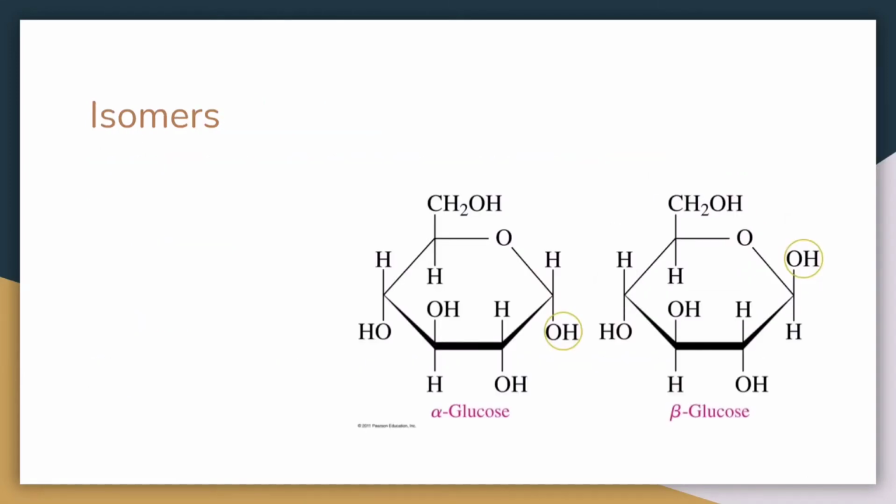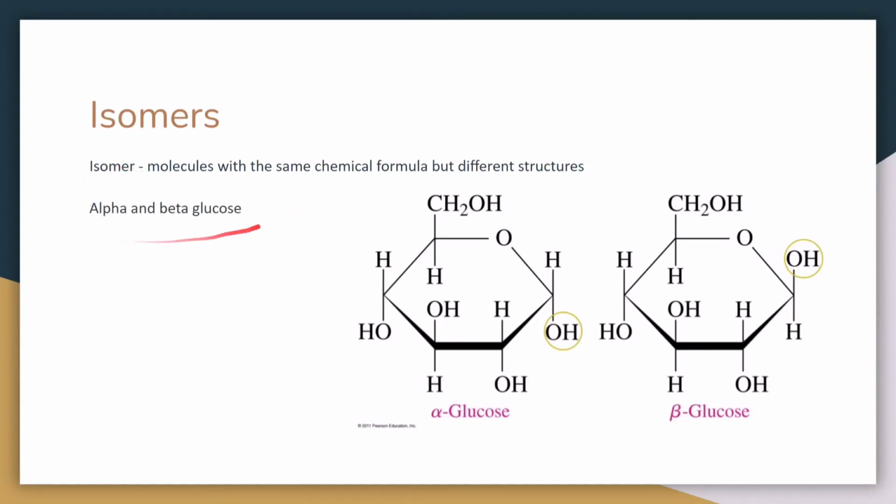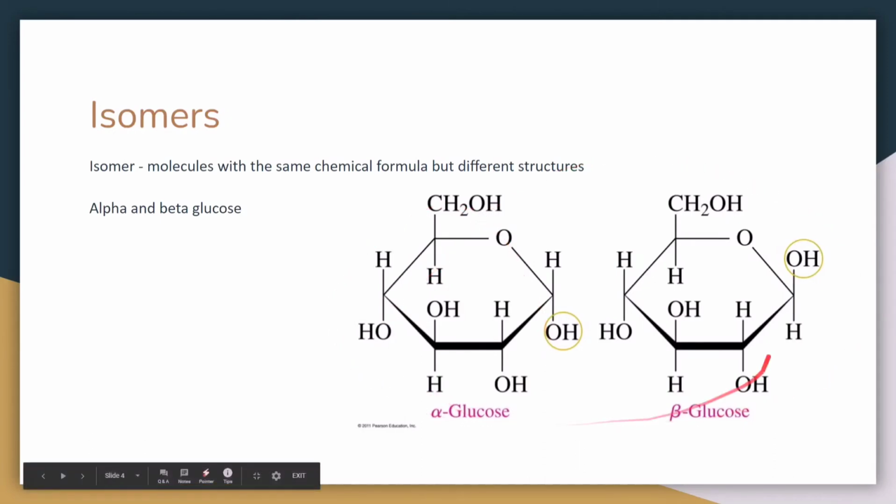Isomers are molecules with the same chemical formula but different structures, and this takes us back to the monosaccharides, where there are many different types of hexose and pentose sugars. They just have different structures but the same chemical formula. So alpha and beta glucose are probably the most important and well-known isomers. As you can see here, they both have the C6H12O6 chemical formula, but on carbon 1, you can see that the hydroxyl group has been inverted, so they're not on the same side. So they have different structures but the same chemical formula.